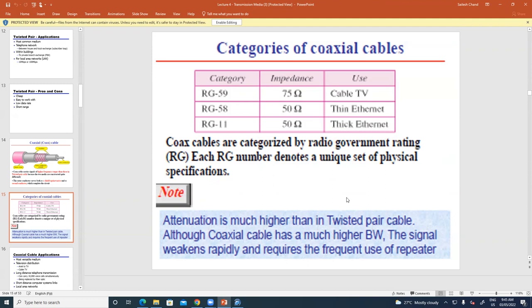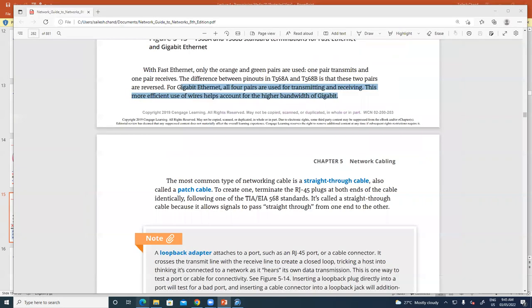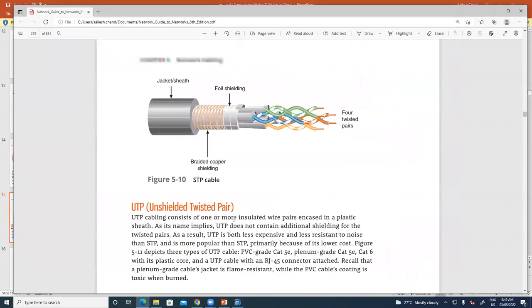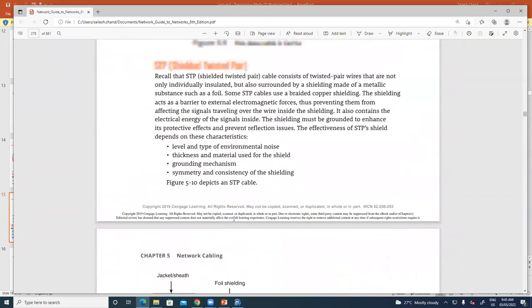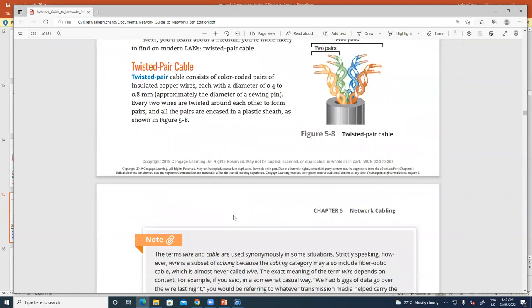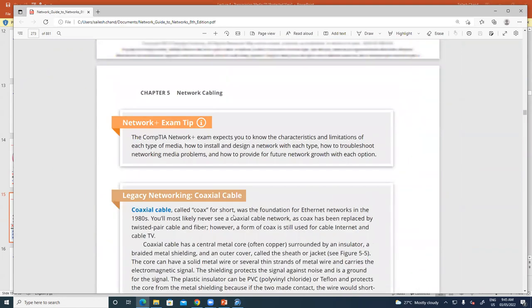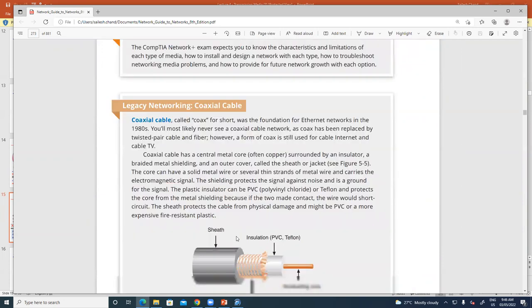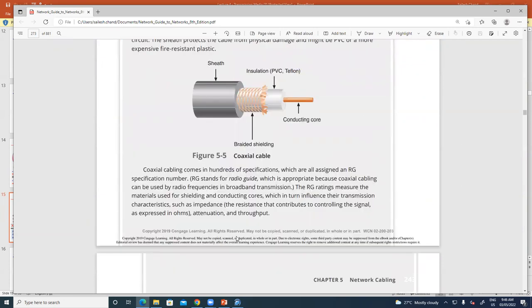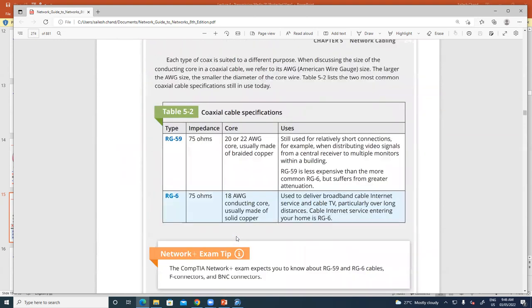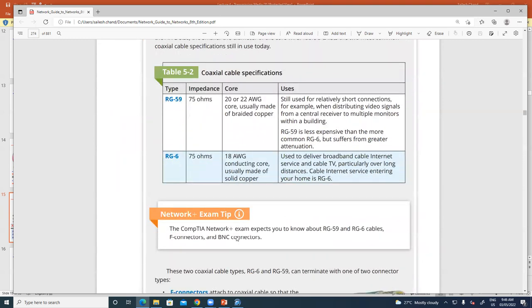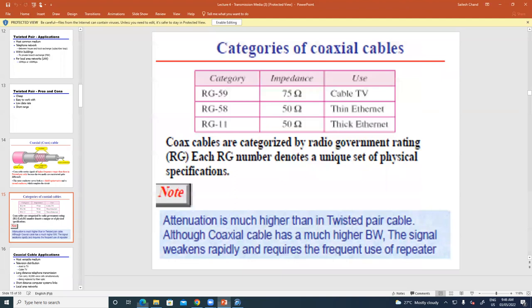Notice the attenuation is much higher in coaxial than in twisted pair. Although coaxial cable has a much higher bandwidth, the signal weakens rapidly and requires the frequent use of repeaters. A bit more on coaxial cable here. There is another one which is also there, which is the RG6. I think there is no RG6 here.